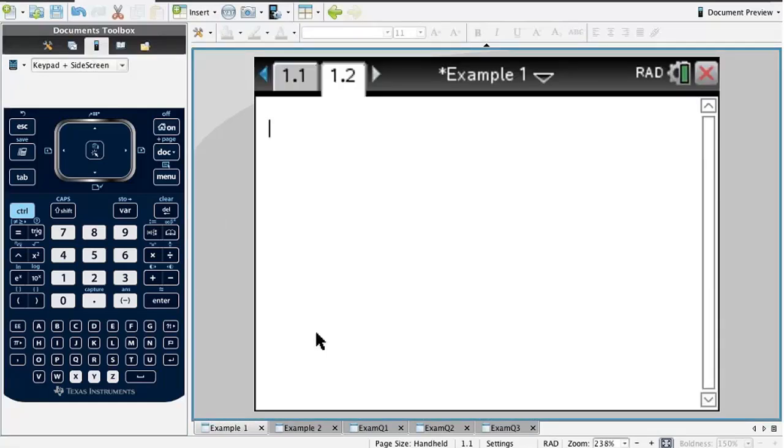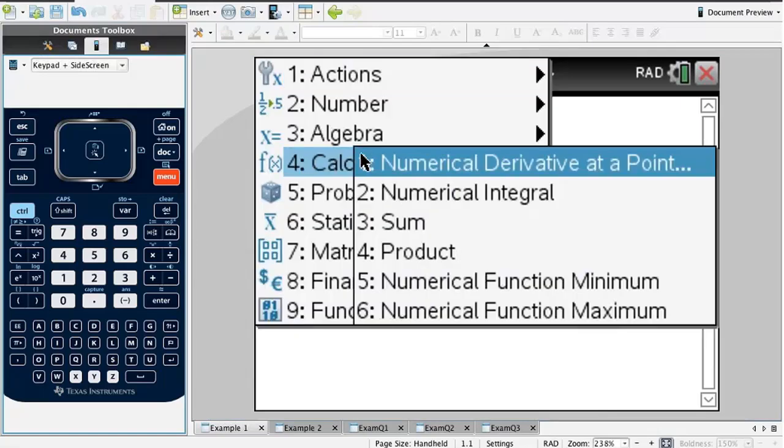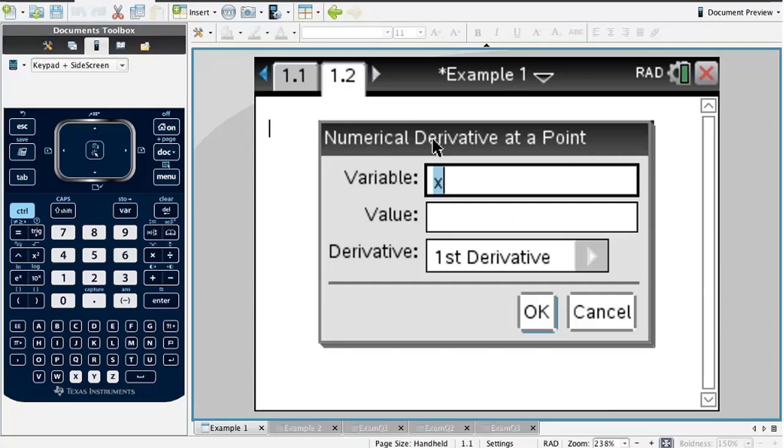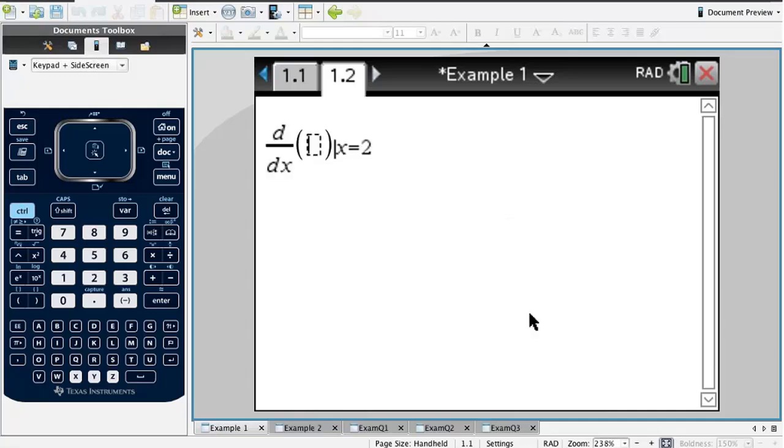I want to use the derivative function, so menu, calculus, and I want numerical derivative at a point. My variable is x, and my value, that's my x value, is 2. Of course, I want to use the first derivative for the gradient. Press OK, and here we go.